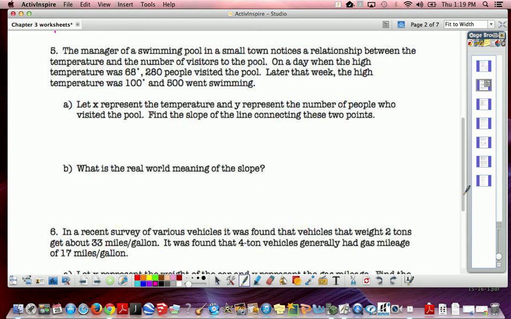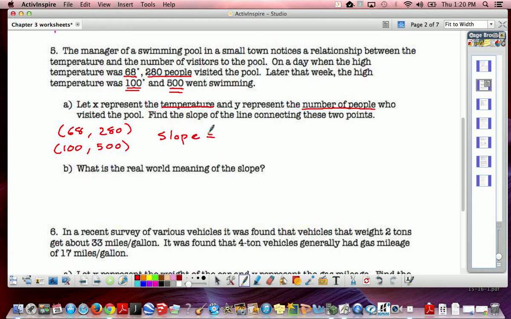All right, continuing on number 5. It's the same process, but just different numbers. So I'm going to speed it up here a little bit. It says the manager of a swimming pool in a small town notices the relationship between the temperature and the number of visitors in the pool. On a day when the high temperature was 68 degrees, 280 people visited the pool. When it was 100 degrees, 500 people went swimming. So X is the temperature, Y is the number of people. So my 2 points will be 68 degrees, 280 people. When it was 100 degrees, 500 people attended.